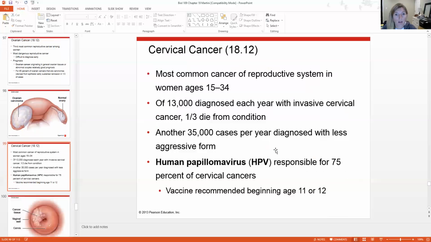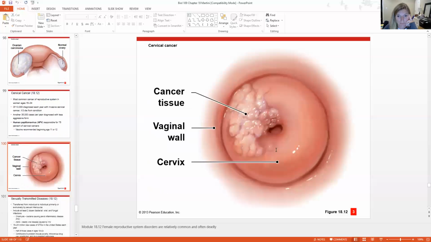Cervical cancer is the most common cancer in the reproductive system, ages 15 to 34. So this is a fairly young occurring cancer. Of 13,000 diagnosed with invasive cervical cancer, about 1/3 will die from the condition. Another 35,000 cases are diagnosed with a less aggressive form. HPV, human papillomavirus, is responsible for 75% of all cervical cancers. So there is a vaccine for HPV, and you can get that beginning at age 12 or 11. There's cervical cancer. It's highly easy to detect because you do go in for those annual checkups once you become sexually active, or once you start getting your period.